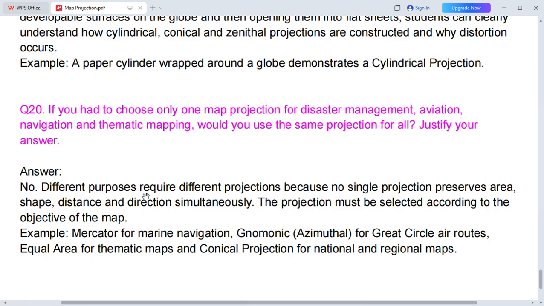Different purposes require different projections because no single projection preserves area, shape, distance and direction simultaneously. The projection must be selected according to the objective of the map. For example, Mercator for marine navigation, gnomonic or azimuthal for great circle air routes, and equal area for thematic maps, and conical projection for national and regional maps.